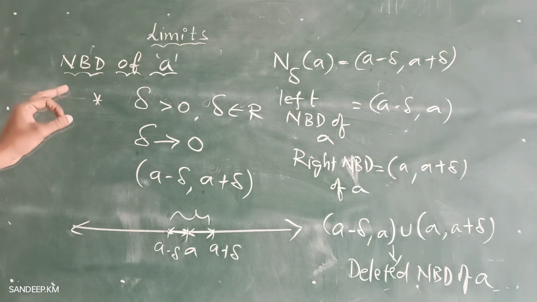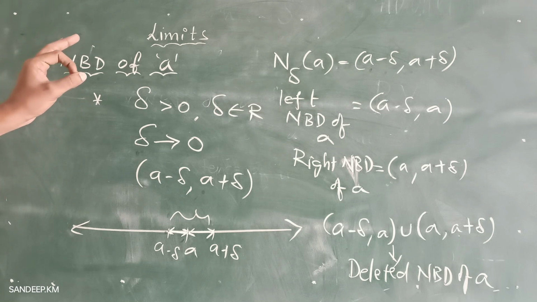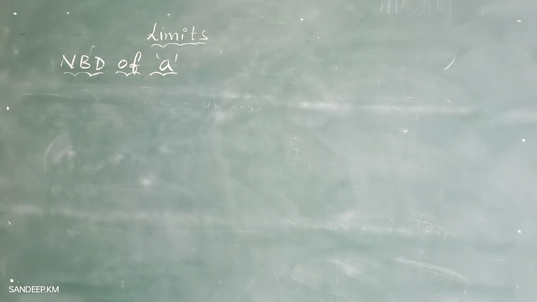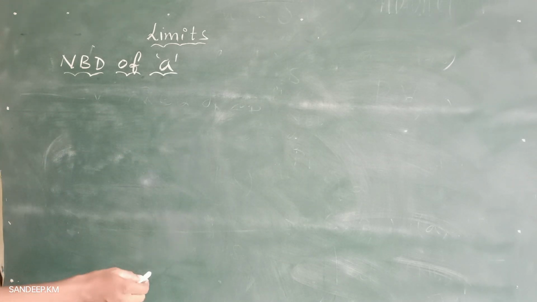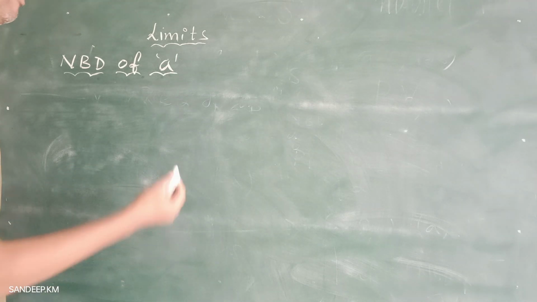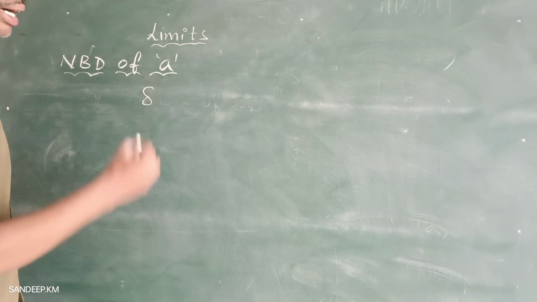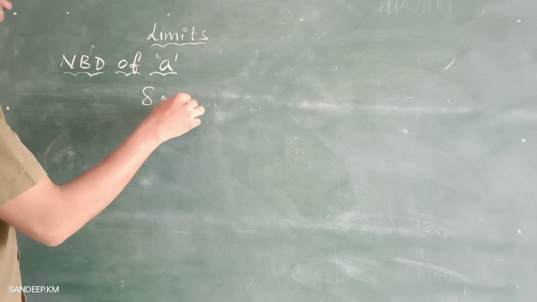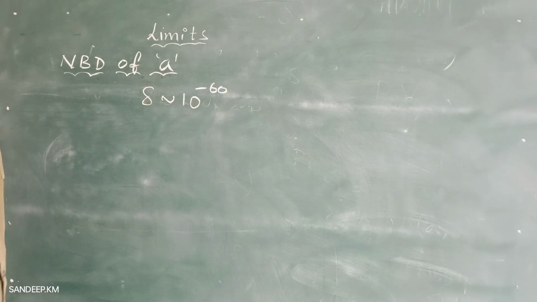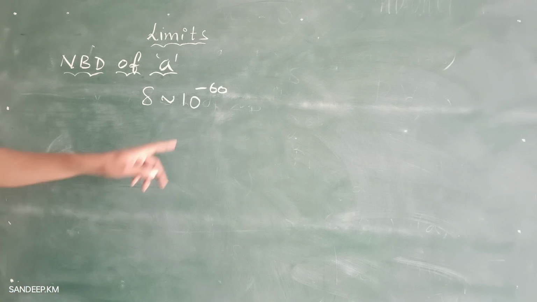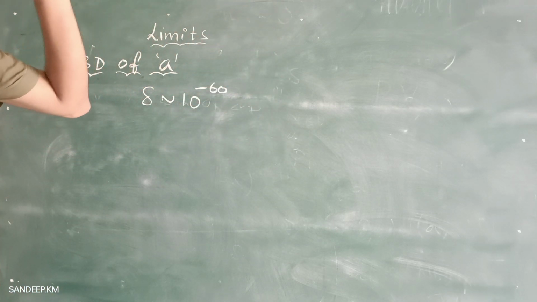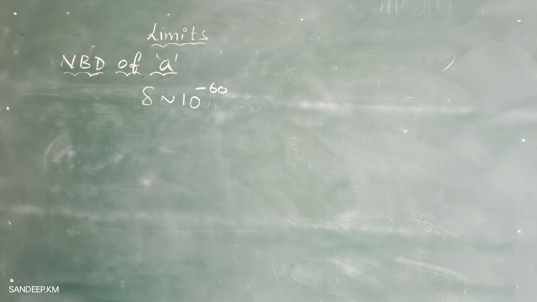Now let us discuss the limiting value of a function. Before continuing with that, a small example. What is the neighborhood of some real number, say 2? Let us see. For example, I want to know the neighborhood of 2. Then we can write like this. Let us consider delta, for example, approximately 10 power minus 60. 10 power minus 60 means 0.000000 and so on, 59 zeros, then 1. Okay, fine.